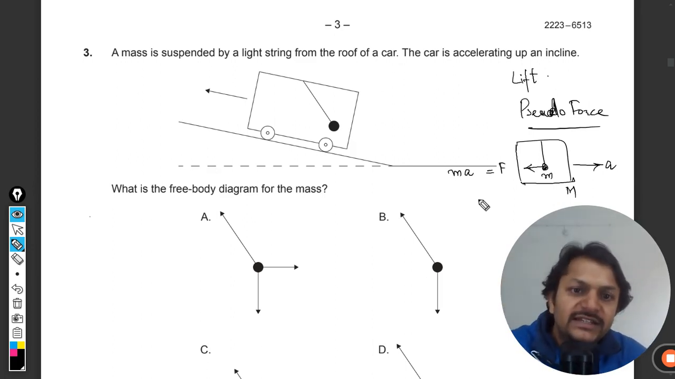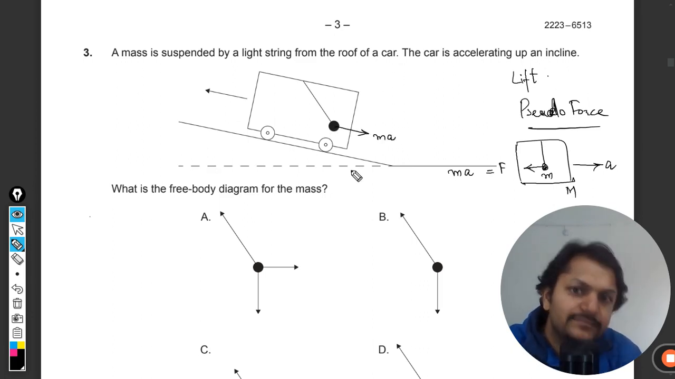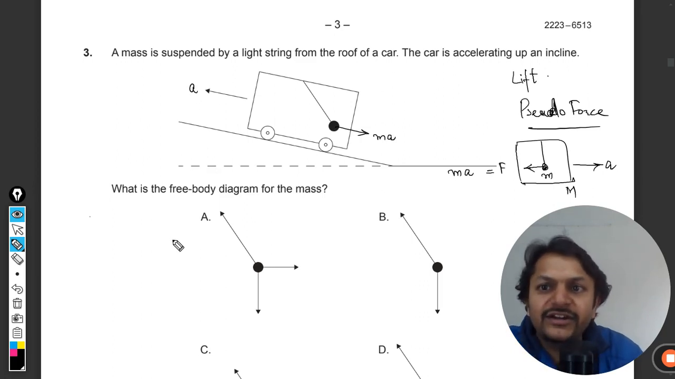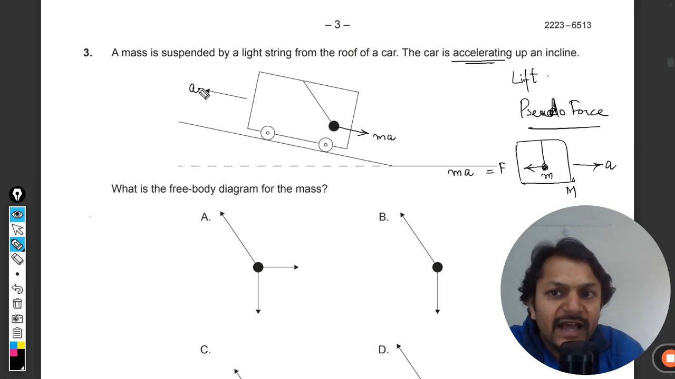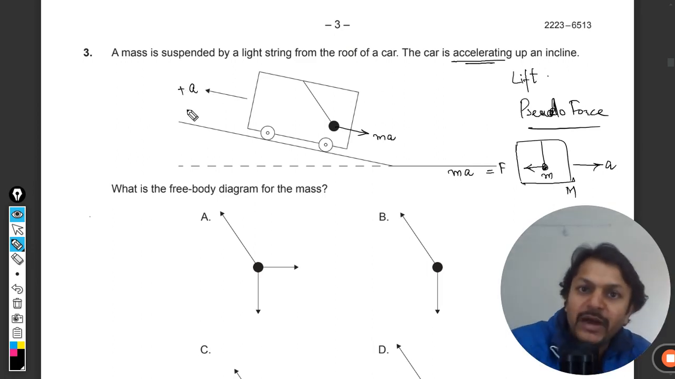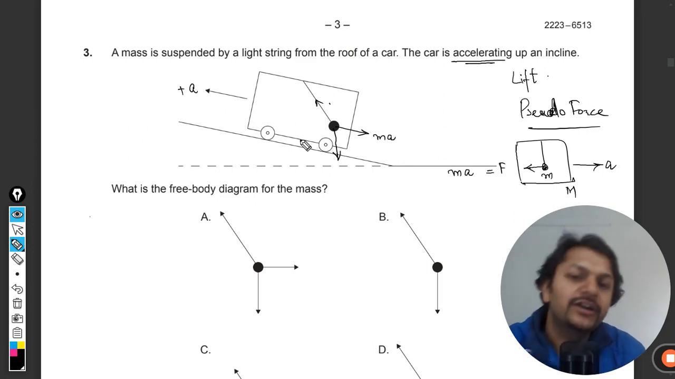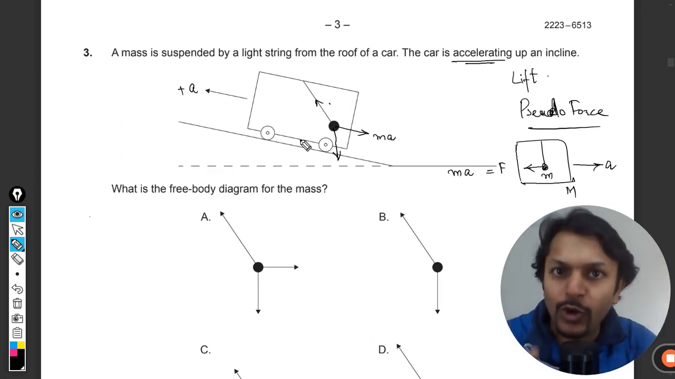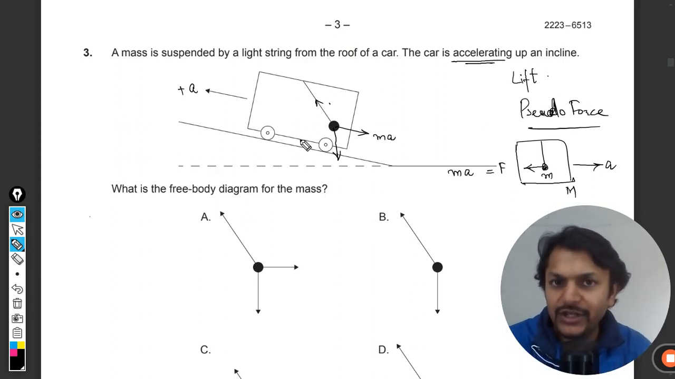Okay, so this is the pseudo force, and because of this the body is experiencing a force in the backward direction. Let us say the acceleration here is a, and it is clearly written that the car is accelerating, so this acceleration is positive. There is no doubt about that. So there will be a force in the backward direction. Weight will be there and the tension will be there. Now, with the help of this question, I am giving you the concept of pseudo force. But there is a catch here. Let me tell you what.